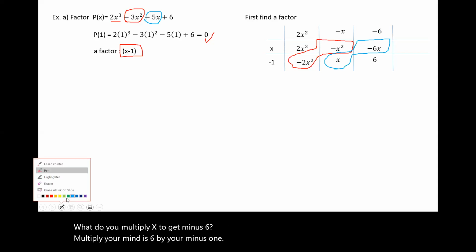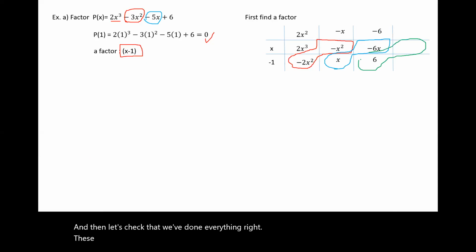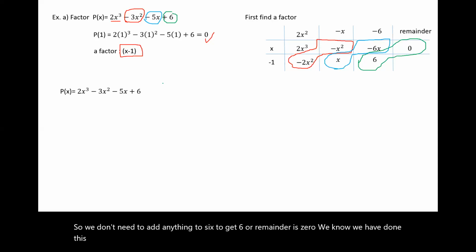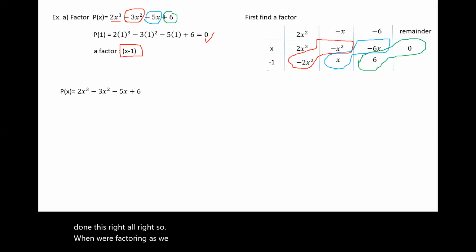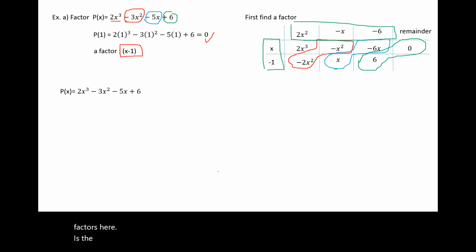Multiply your minus 6 by your minus 1. And then let's check that we've done everything right. These two terms are what give us the number. So we don't need to add anything to 6 to get 6. Our remainder is 0. We know we have done this right. All right. So when we're factoring this, we said one of the factors is x minus 1. So here's one of the factors. Here is the other factor. So that's what comes down here. X minus 1, 2x squared minus x minus 6.